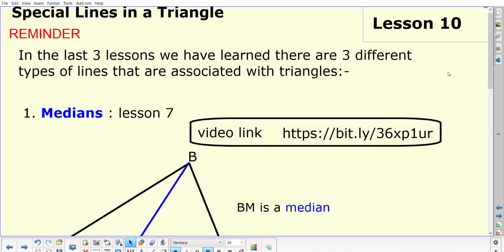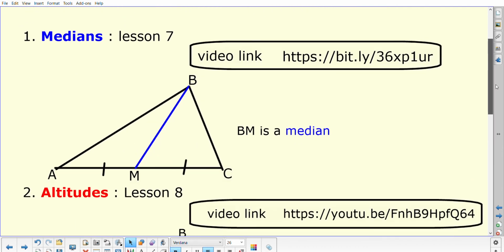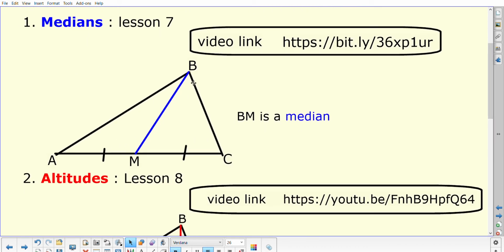But more specifically at higher level, you've met names of lines that we need you to be aware of. There have been 3 different types of lines that we've looked at. We've looked at medians, right? And the median, remember, goes from a point to the opposite side, and it's the middle that we're looking at. So that one involves the midpoint.